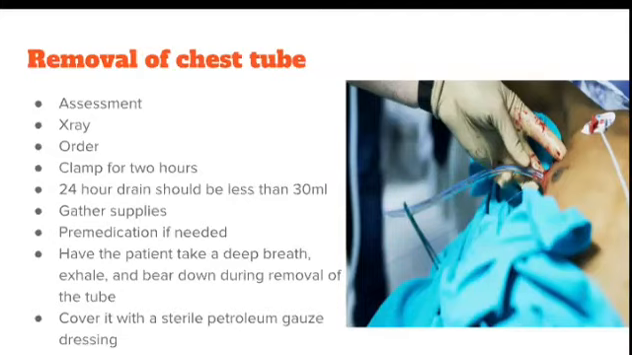Ask the patient to take a deep exhale and bear down during the removal of the tube. So take a deep breath, exhale and hold. During the exact removal of the tube, they should hold the breath after exhalation. Cover it with a sterile petroleum gauze. This is very essential to prevent air leak. The site is sealed with the petroleum gauze, so there is no air sucked into the pleural space again.